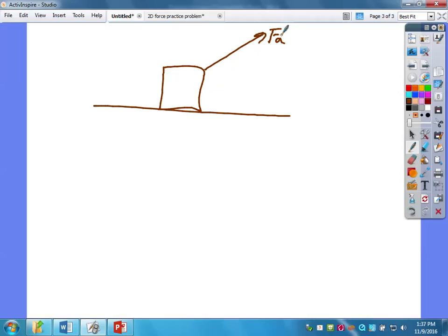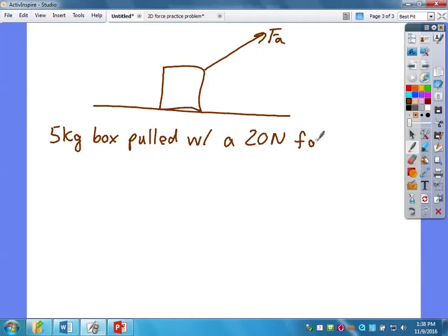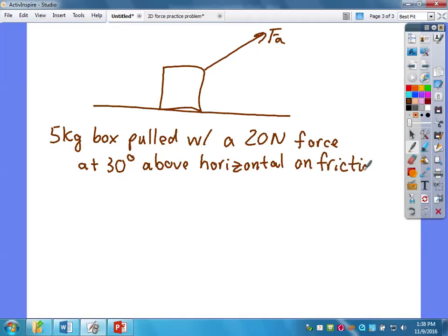Let's make up some problem. Let's say that it's a 5 kilogram box pulled with a 20 newton force at 30 degrees above the horizontal on a frictionless surface. If I'm given that problem, I basically have to draw this particular free body diagram.